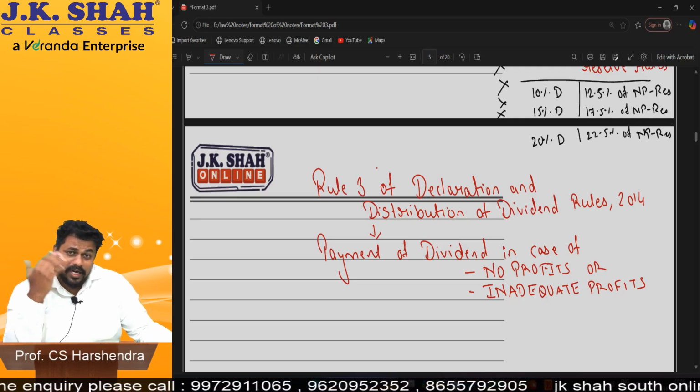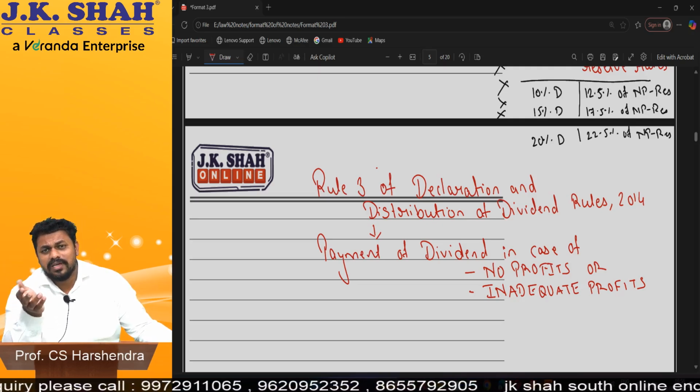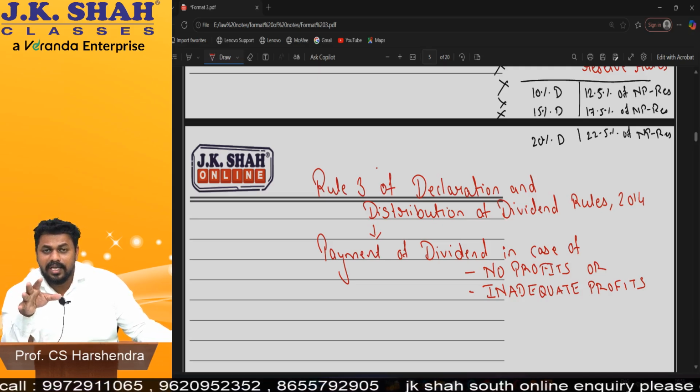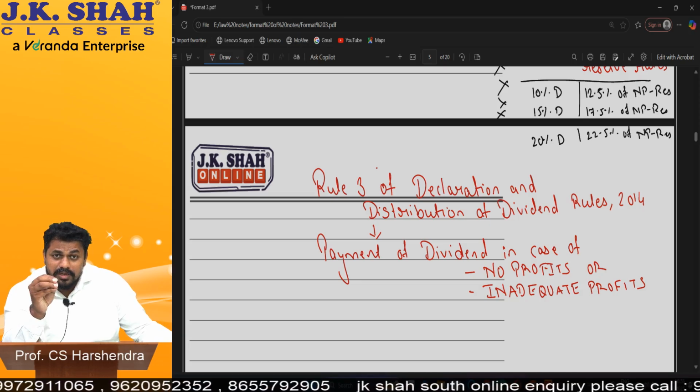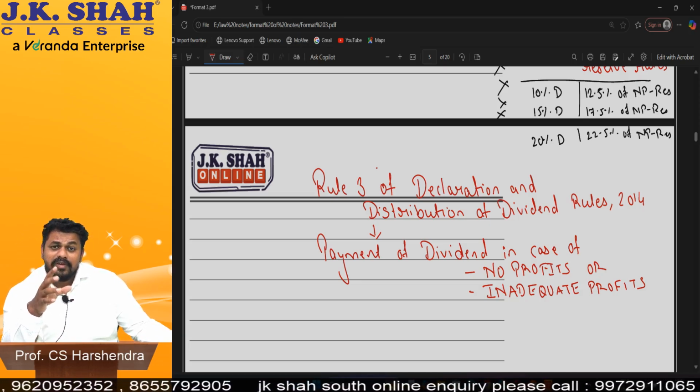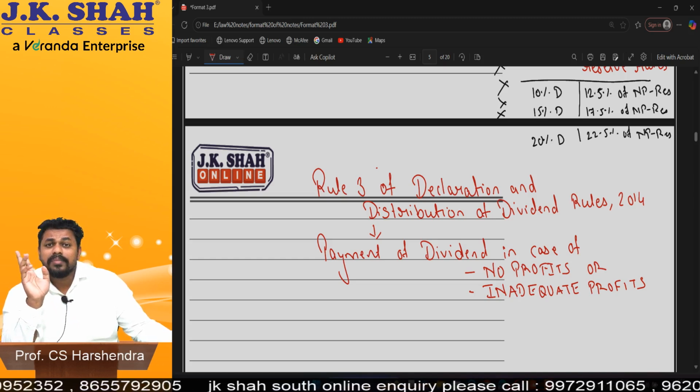Second point, the company may transfer anything, or they may not transfer anything, they can give dividend, the entire amount of profit as dividend. But if the company has not earned profits, or has earned inadequate profit, can a loss making company pay dividend? Answer is yes.